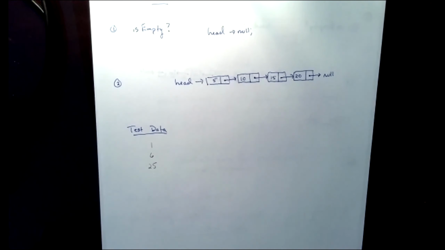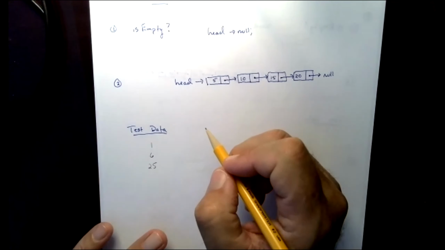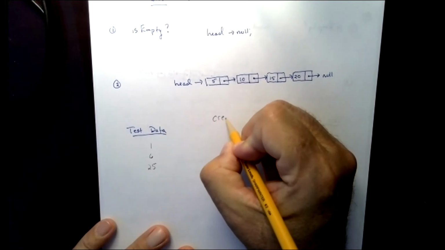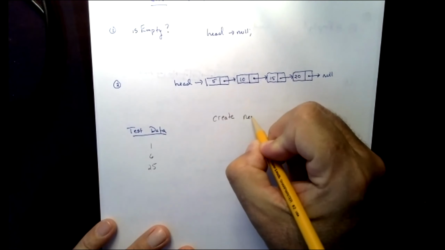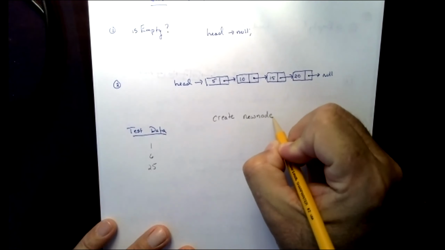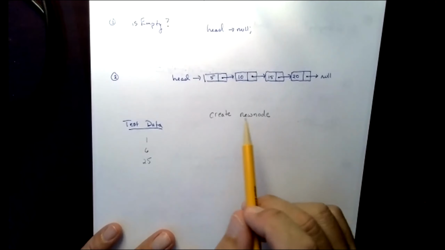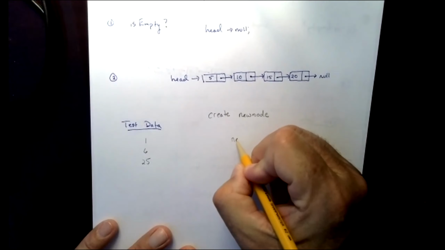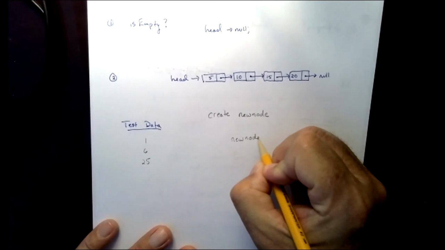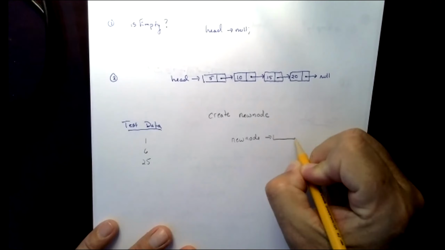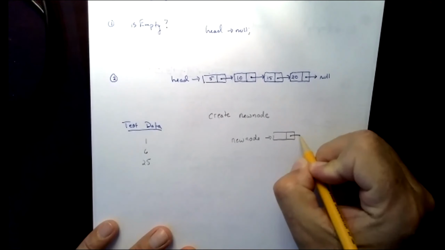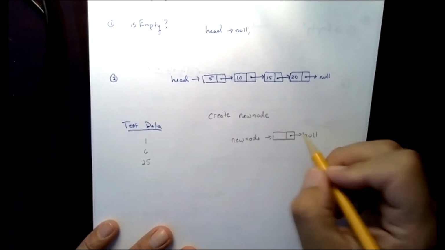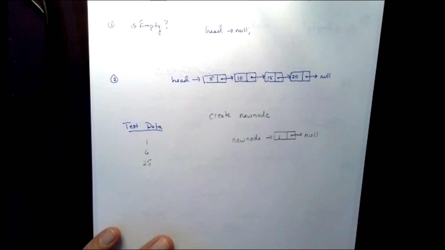All right. So now I have my test data and I'm going to start by creating a new node. Again, I'm just starting to jot some things down. Now I'm in my drawing world, I'm going to say new node points to something that looks like this, and it goes to null. And the number I'm putting in is 1.